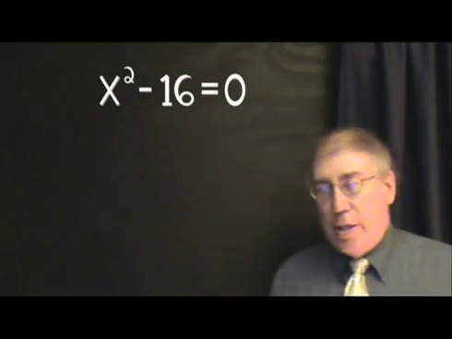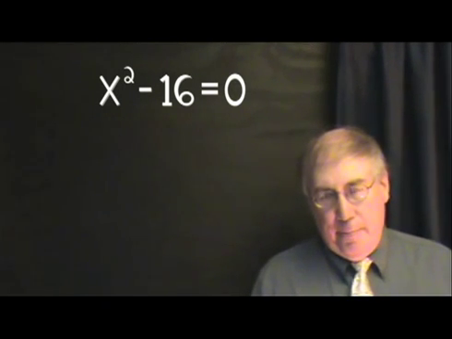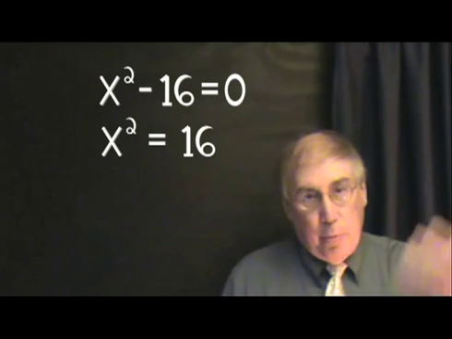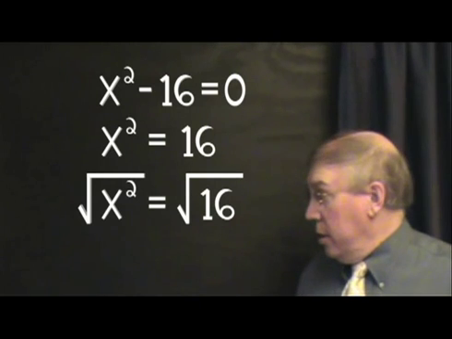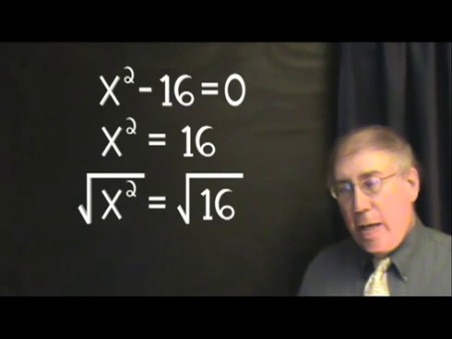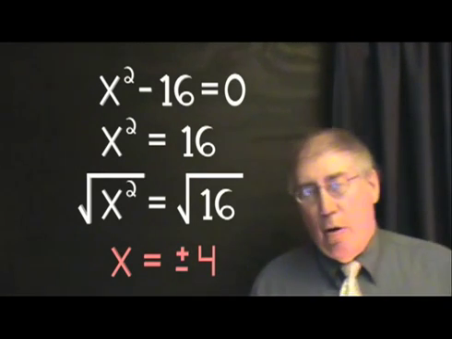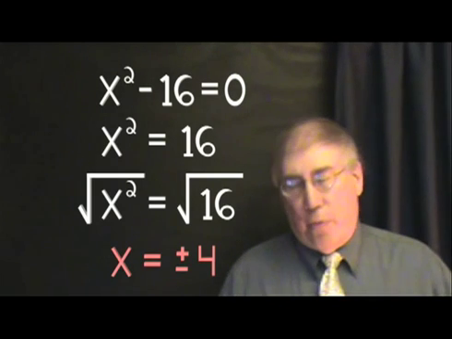So let's first, in this case, add 16 to both sides, and then we're going to end up taking the square root of both sides. We have a perfect square on the left hand side. So eventually we'll get x, and then that'll be equaling a plus or minus 4. So our two roots are plus 4 and minus 4.